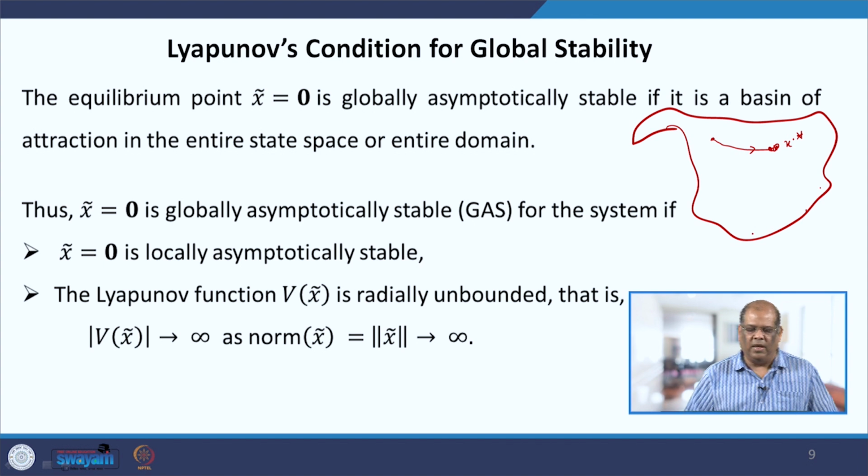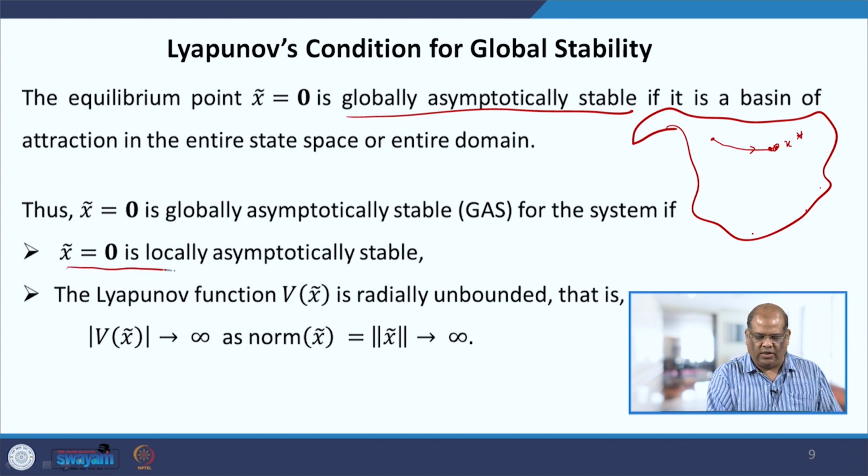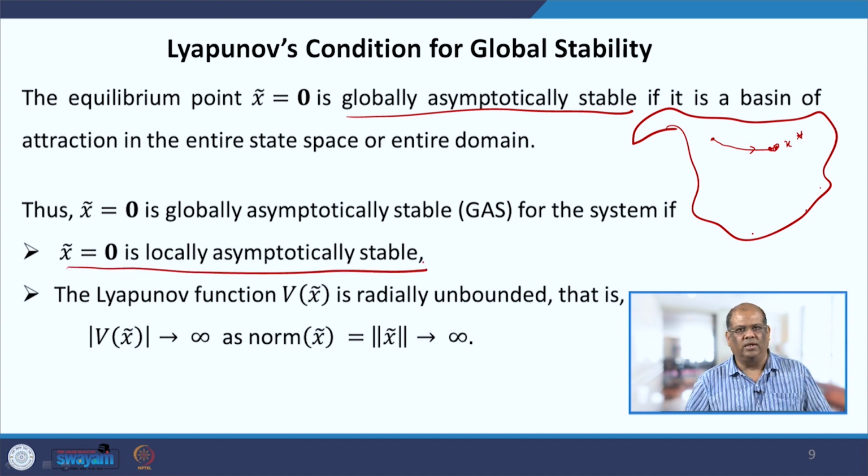So, this is the basic difference between local stability and global stability. Local stability is in the neighborhood and global stability is in the entire domain. So, for x equal to 0 to be globally asymptotically stable, first it has to be locally asymptotically stable. That is, a Lyapunov function must exist.